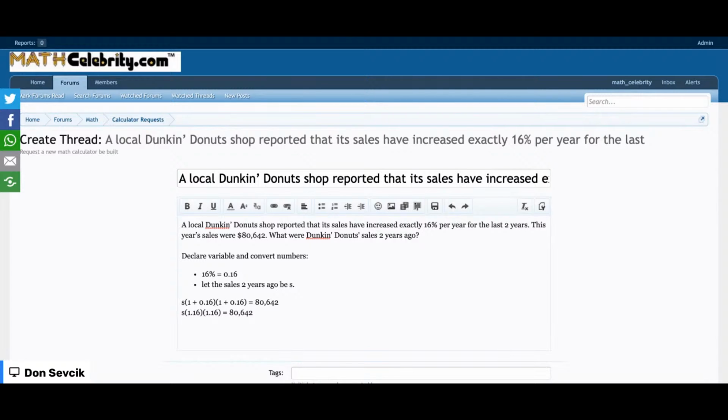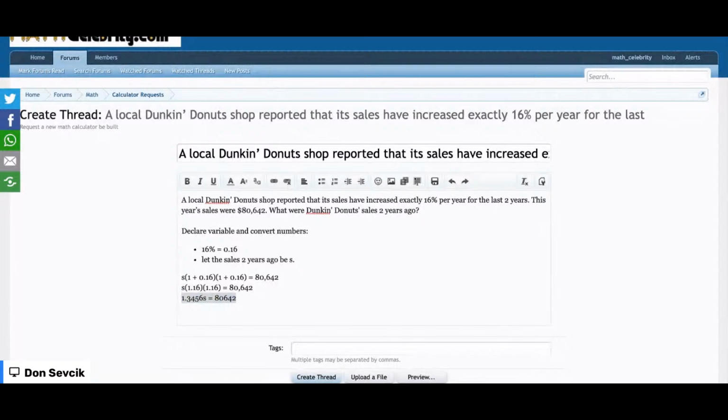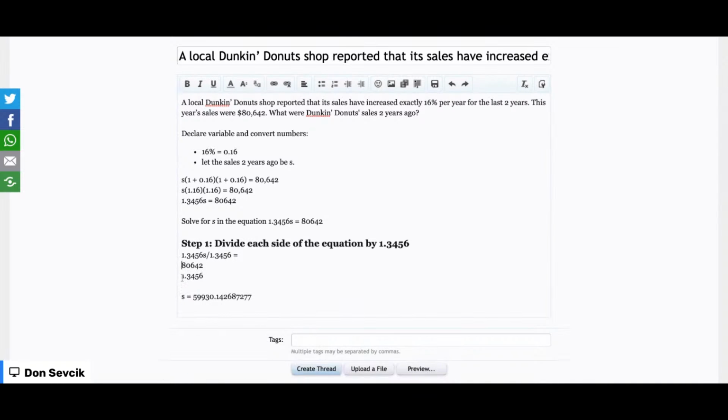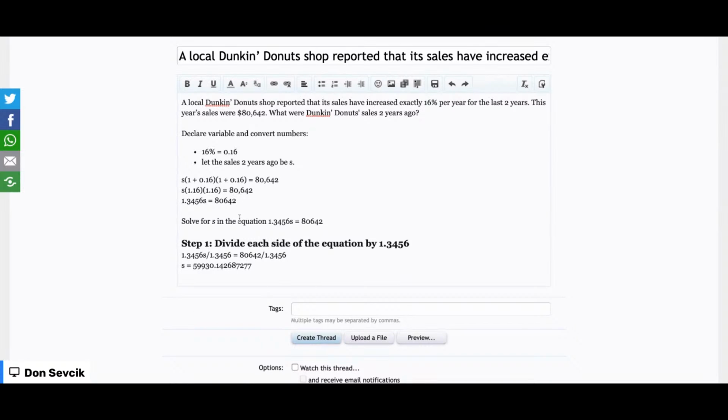I'm going to go off camera here real quick. 0.16 times 1.16 is 1.3456. So we've got this, S equals 80,642 divided by this. I want to solve this equation for S, right? So I'm going to type it in my margin here on Math Celebrity, and then put it back here. Let me fix the formatting, because when I pasted, we got tables. There we go. I ran the equation through Math Celebrity, got this math, and dropped it back here. So when we solve for S, we get this.